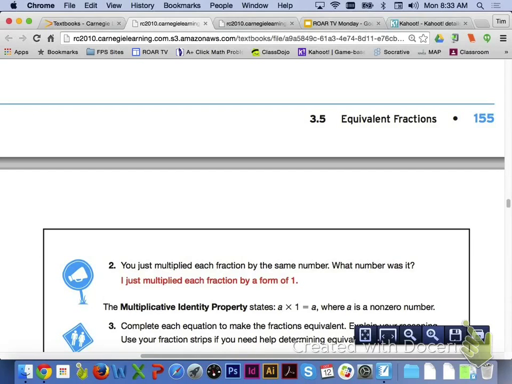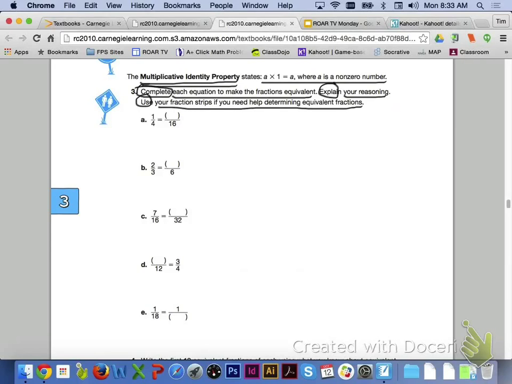Let's turn to the top of page 156. Number 2 says that you just multiplied each fraction by the same number. What number was it? It was a fraction form of 1 in order to get your equivalent fraction. We multiplied by 3/3 two times, we multiplied by 5/5, and we multiplied by 1/1. The multiplicative identity property states that A times 1 is equal to A, where A is a non-zero number.